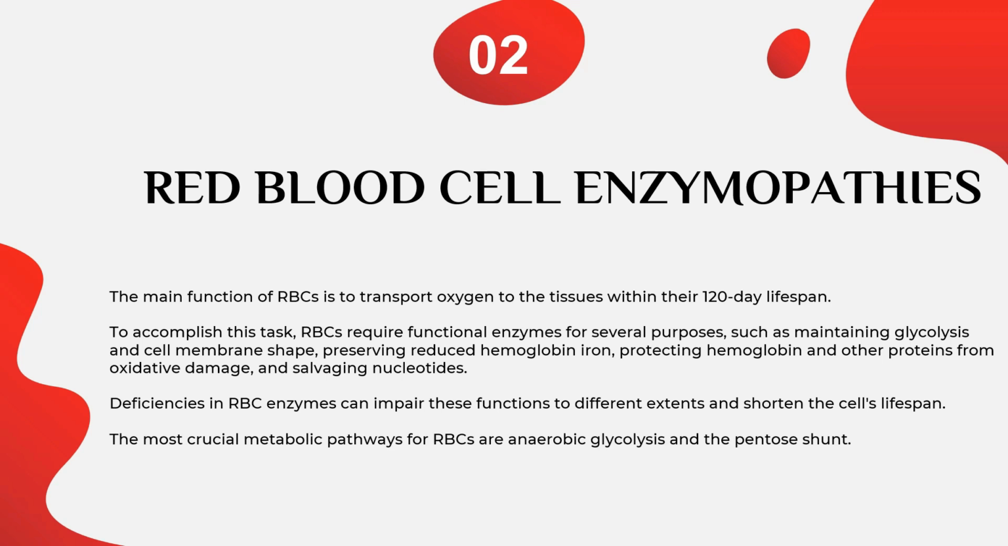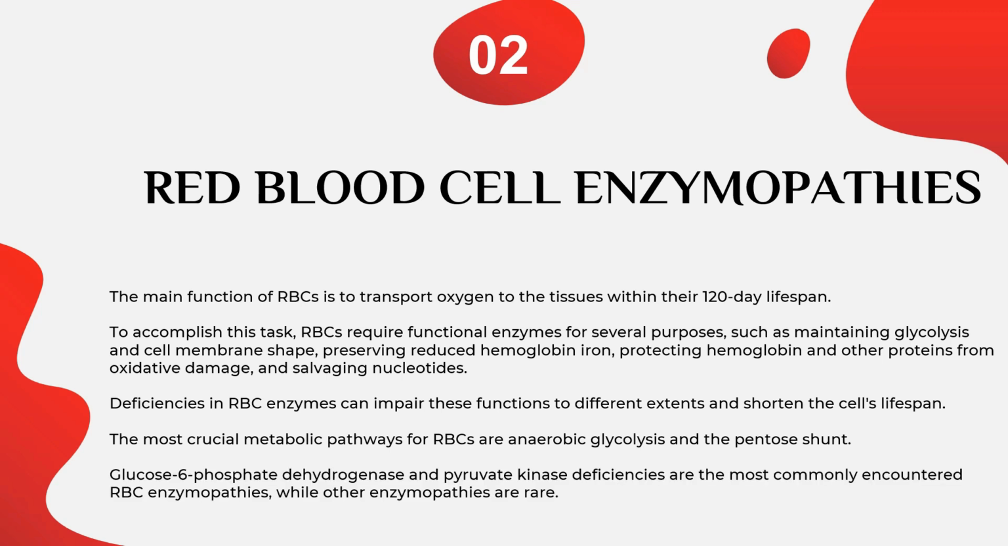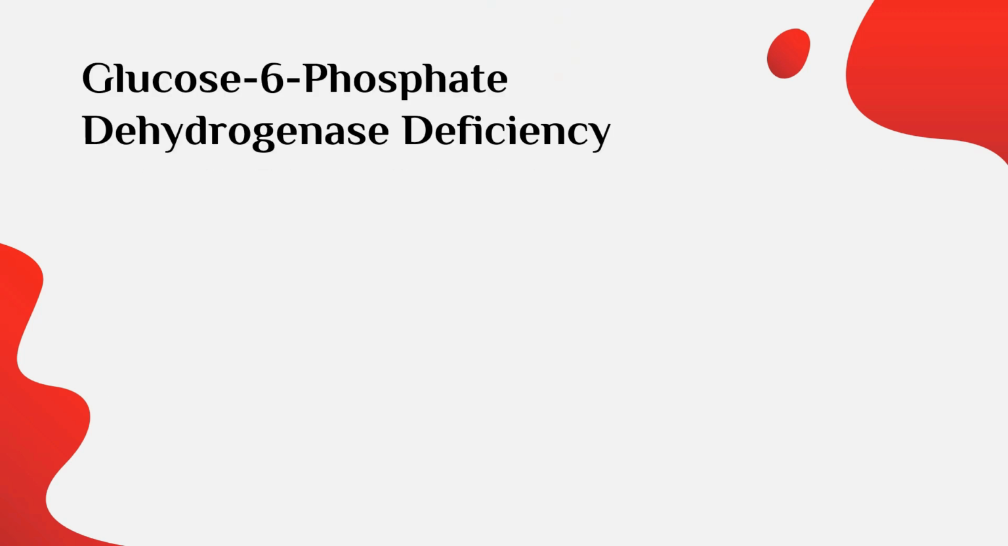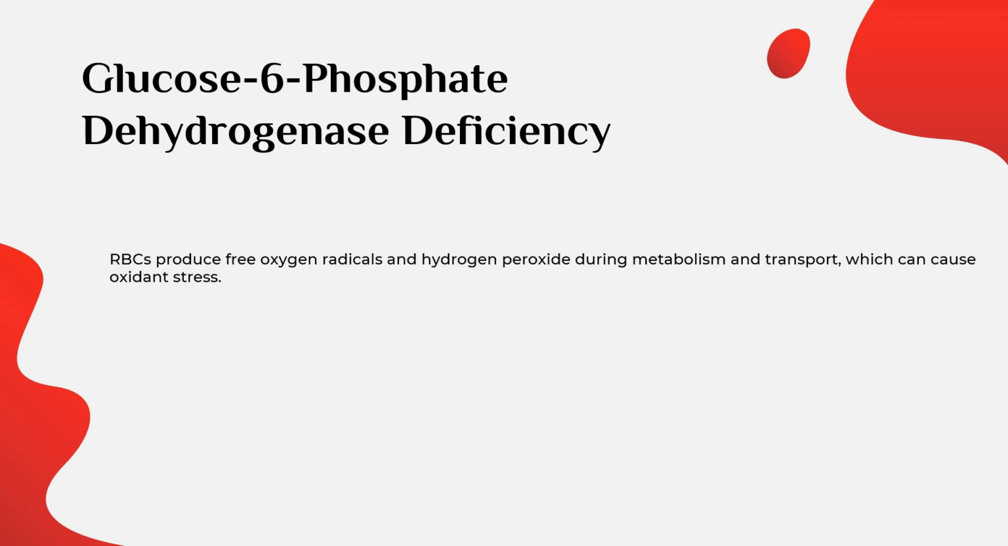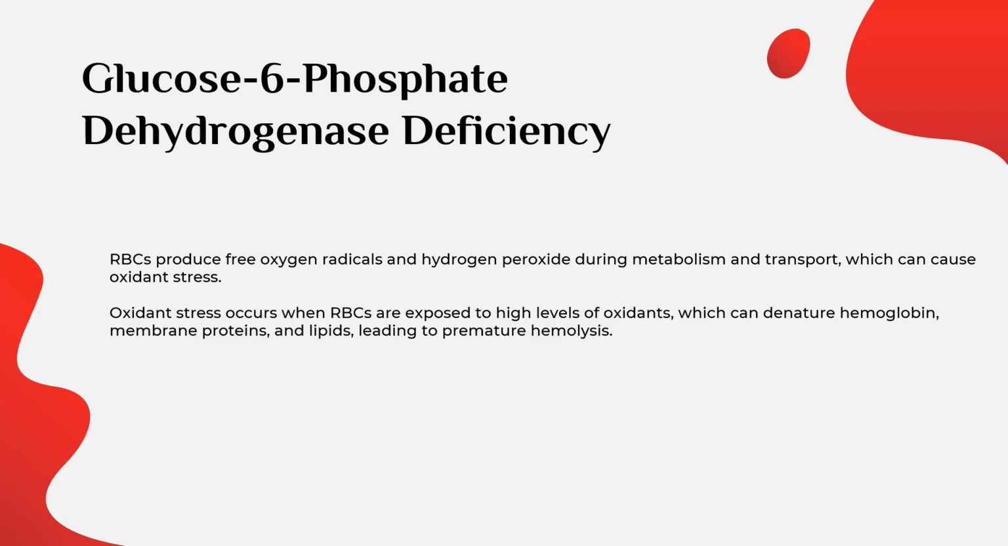The most crucial metabolic pathways for RBCs are anaerobic glycolysis and the pentose shunt. Glucose 6-phosphate dehydrogenase and pyruvate kinase deficiencies are the most commonly encountered RBC enzymopathies, while other enzymopathies are rare. Glucose 6-phosphate dehydrogenase deficiency. RBCs produce free oxygen radicals and hydrogen peroxide during metabolism and transport, which can cause oxidant stress. Oxidant stress occurs when RBCs are exposed to high levels of oxidants, which can denature hemoglobin, membrane proteins, and lipids, leading to premature hemolysis.